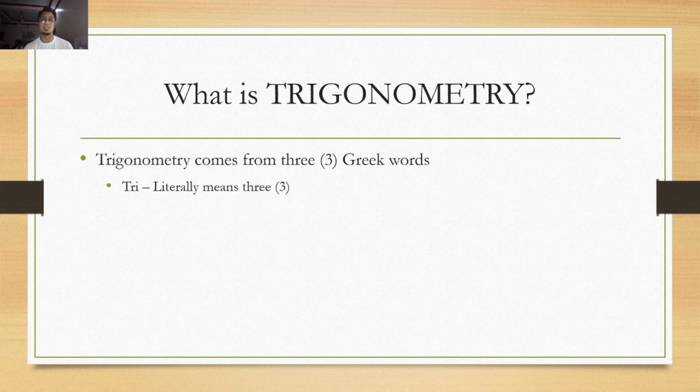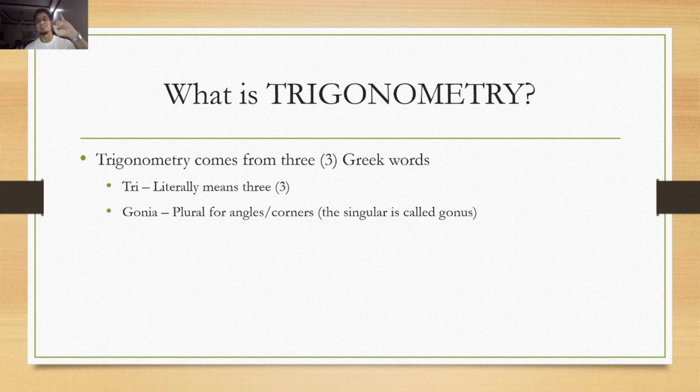The first one is tri, T-R-I, and it literally means 3, tatlo. So, dun pala nanggaling. So the first word is 3. Literally means 3 or tatlo. The second word is gonya. Yung gonya po natin is a plural word which means angles or corners. Ang singular po nun, tinatawag po natin gonus.